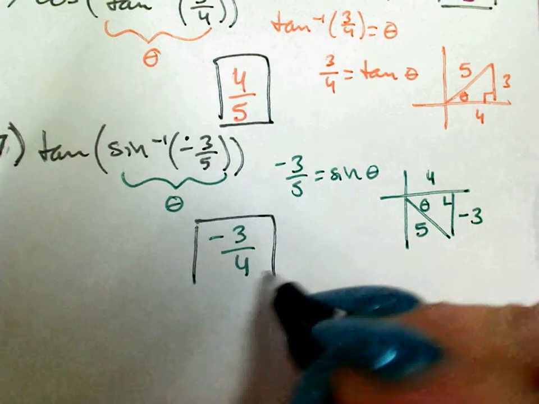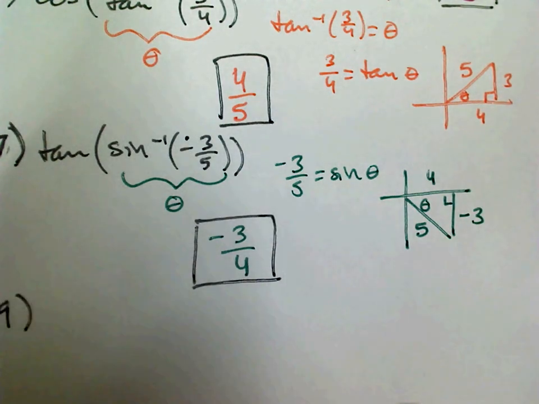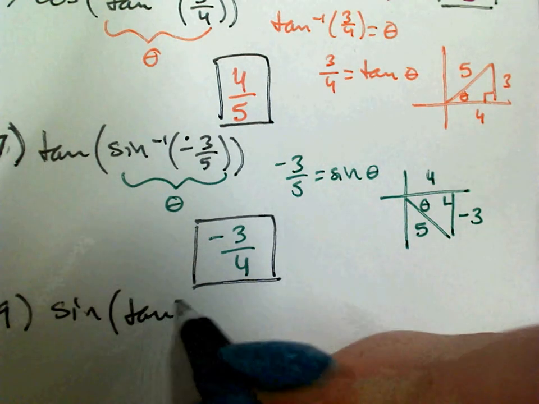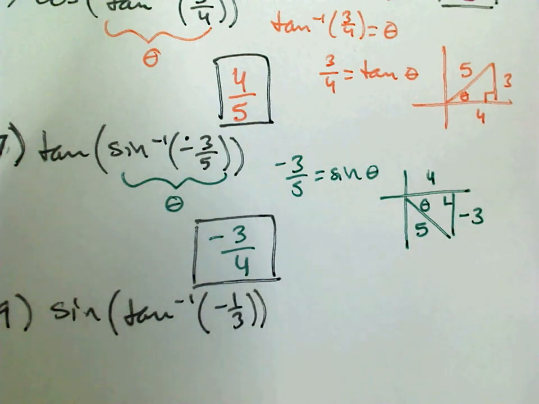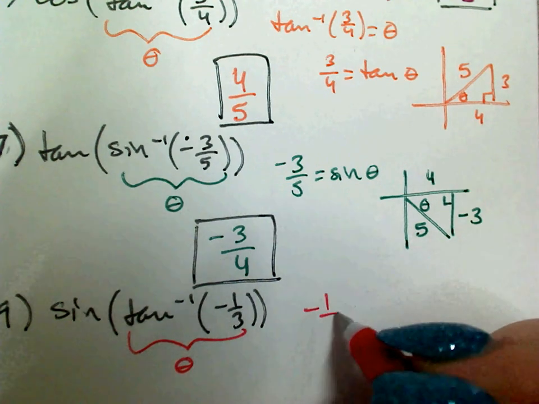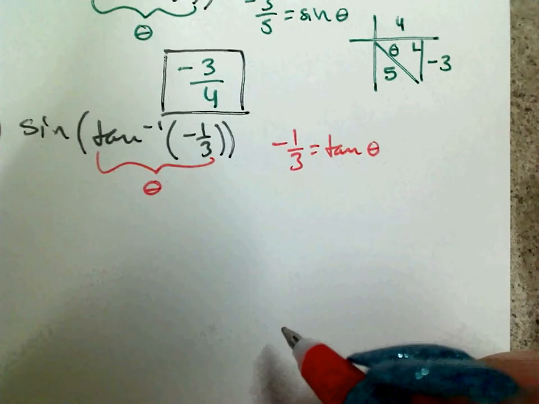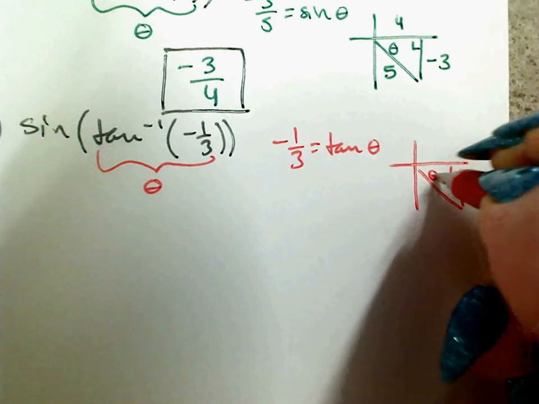109. Sine of tan inverse of -1/3. Okay, so all of this equals some angle, such that -1/3 equals tangent of that angle. Tan inverse is first and fourth, so we're going to go in the fourth quadrant, draw a triangle. Tangent is opposite over adjacent. And then I need to find the length of the hypotenuse.